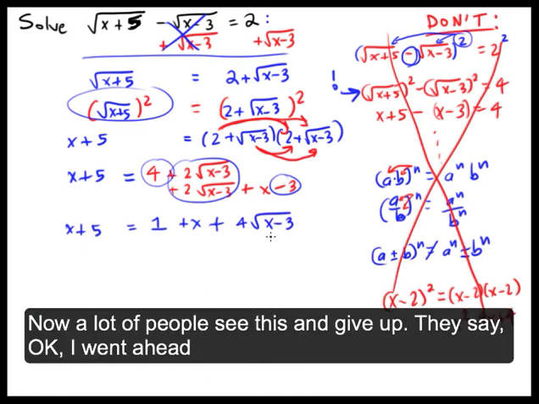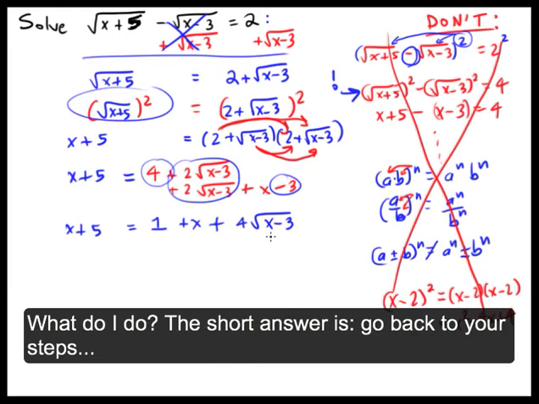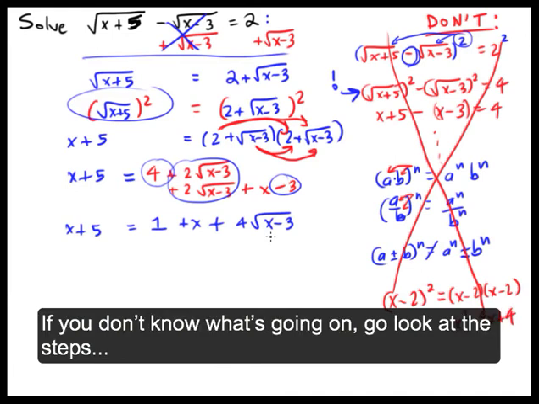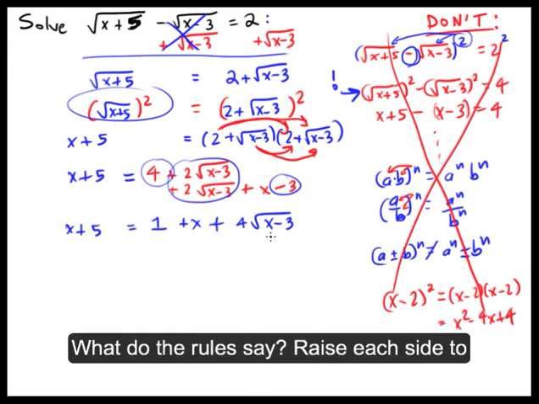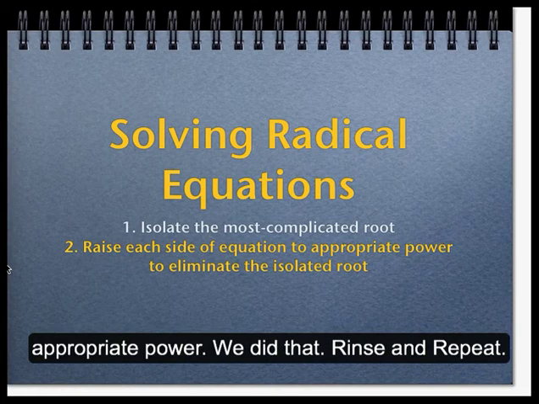Okay, now a lot of people see this and they sort of give up. They're like, oh, okay, I went ahead and I squared both sides and, oh no, it didn't just fall into place. I'm stuck. What do I do? Well, the short answer is go back to your rules. If you don't know what's going on here and it looks different to you, go look at the rules. What did the rules say? Okay, raise each side to appropriate power. We did that. Rinse and repeat.